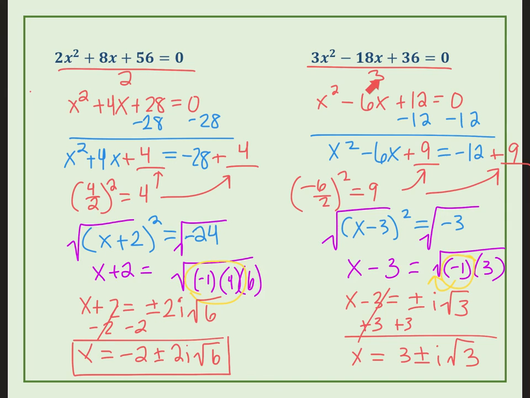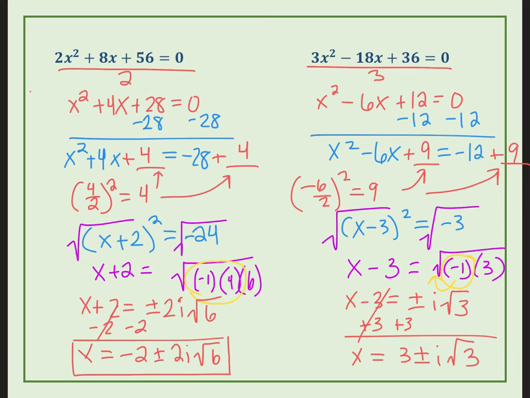So first we factored out a 3, okay? And then I moved this 12 to the other side. Now how did I find this value that goes here? I took half of b and I squared it. Half of b squared equals a positive 9. Now this becomes a perfect square of x minus 3 squared.